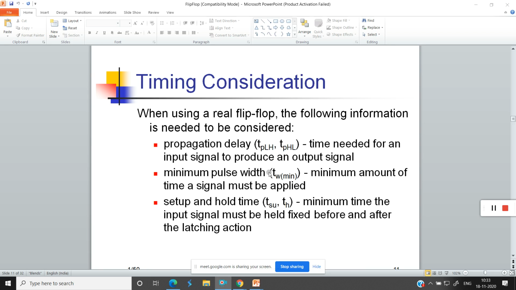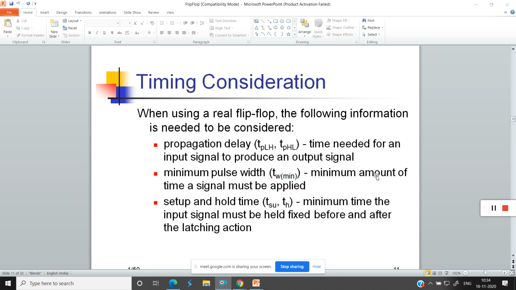Next, minimum pulse width. W stands for width, MIN stands for minimum. Minimum pulse width is the minimum width criterion for the application of any signal for the desirable output. If this minimum width is not applied to the system, then the desirable output will not occur.